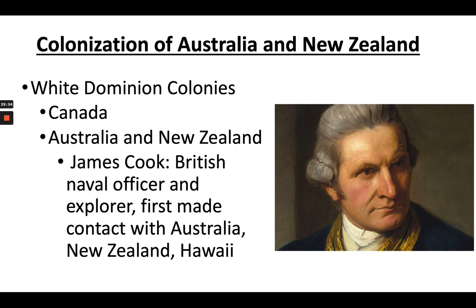You also have our white dominion colonies, obviously Canada, but also Australia and New Zealand. White dominion colonies were established in the 19th century with parliamentary governments and commercial economies that generally followed British culture. Australia will be established in 1788, and the British will really push back against and oppress the indigenous Aborigines living there.